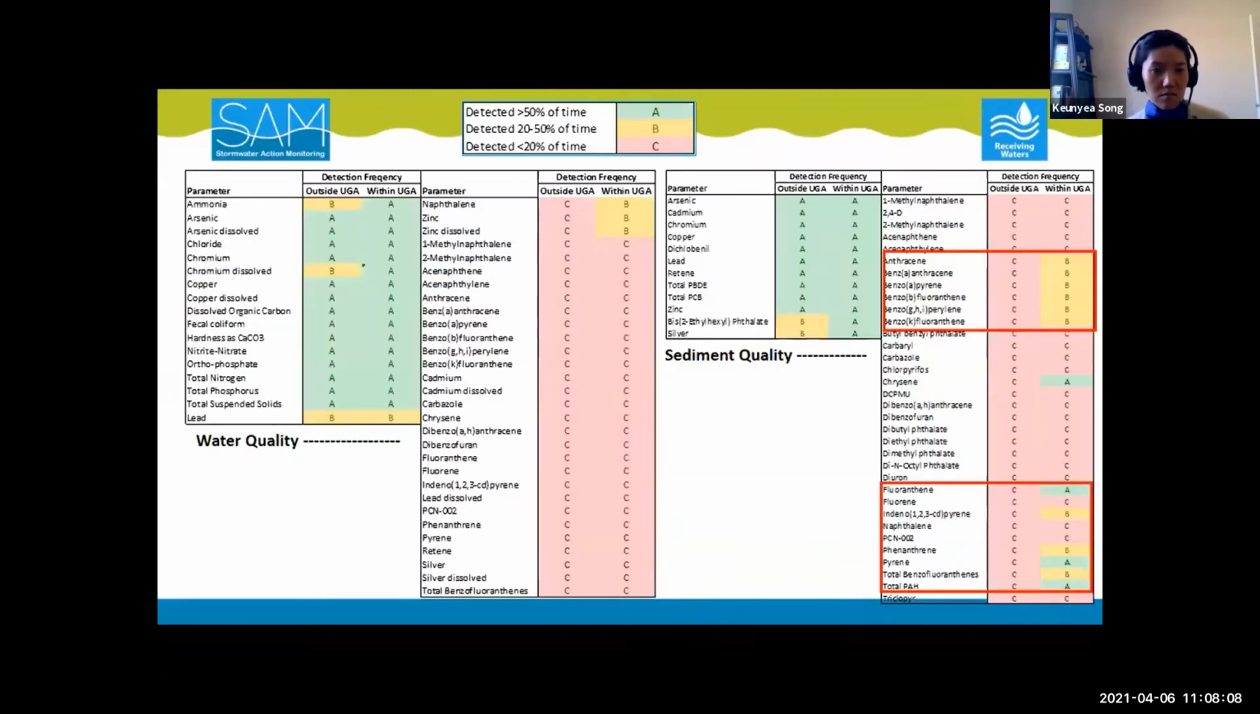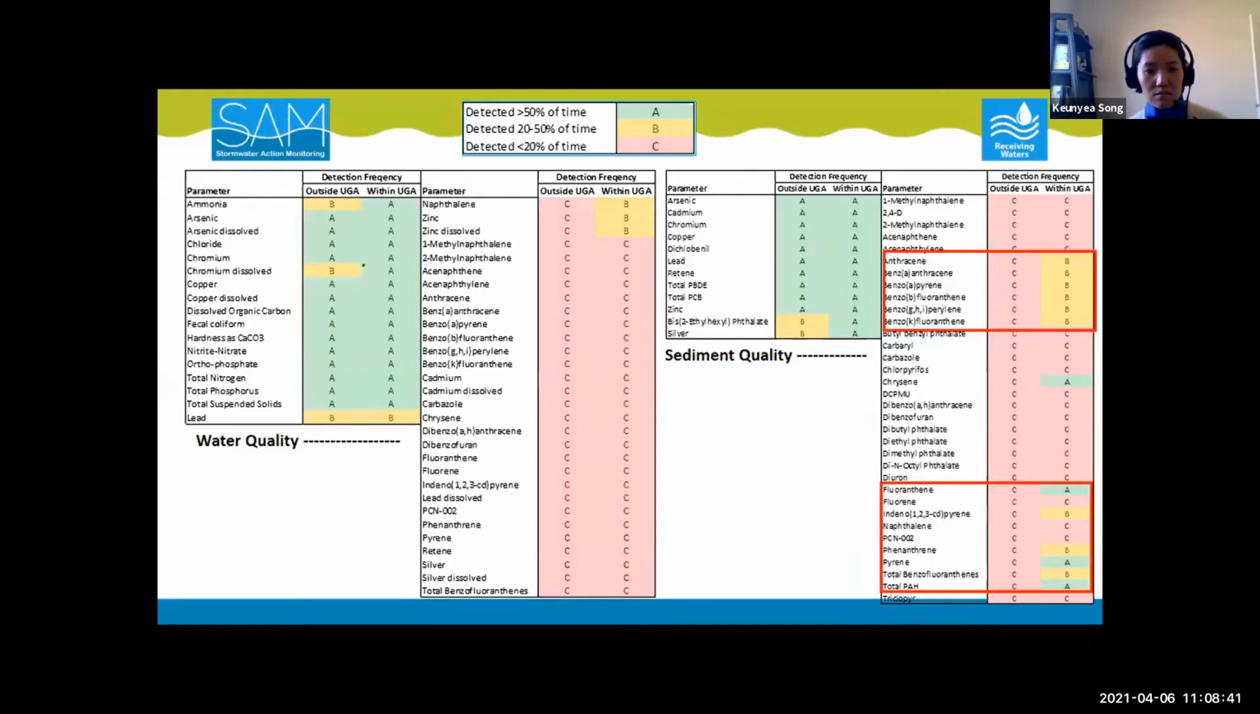The very first thing we looked at from the data was the water and sediment quality detection frequency. On the left side, the table shows the water quality data, and the right side is about the sediment chemistry. The green box with the letter A represents high detection frequency, over 50% of the time, and the red with the letter C means those chemicals were rarely detected.